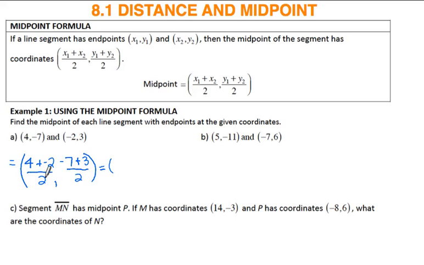So 4 plus negative 2 over 2 is 1. Negative 7 plus 3 over 2 is negative 2. So 1, negative 2 is the midpoint between those 2 points. And you do the same thing for letter B.